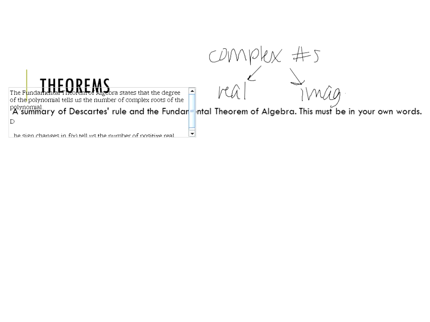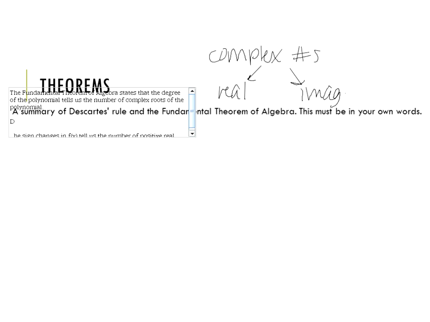So let's see how I can say that, because I always just think, just keep subtracting 2, but it's kind of hard to put it into words. So tell us the number of positive real roots, or that number less an even number. Okay, I think that works.